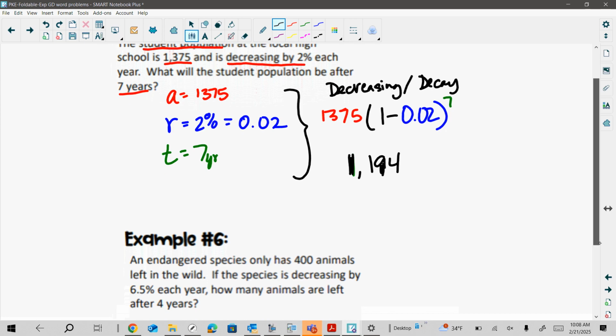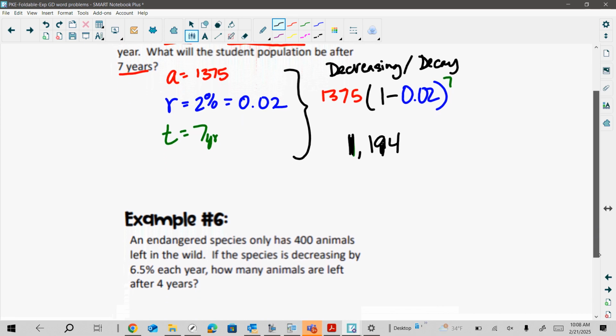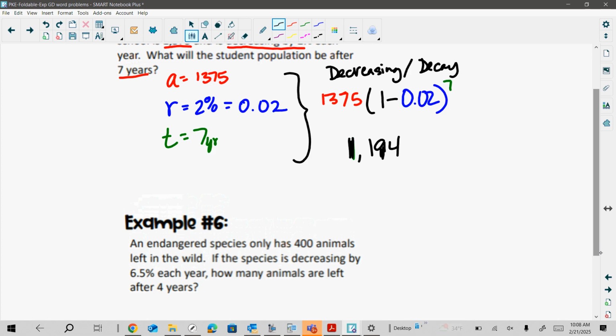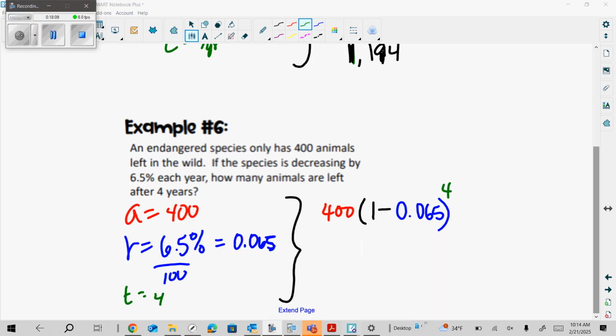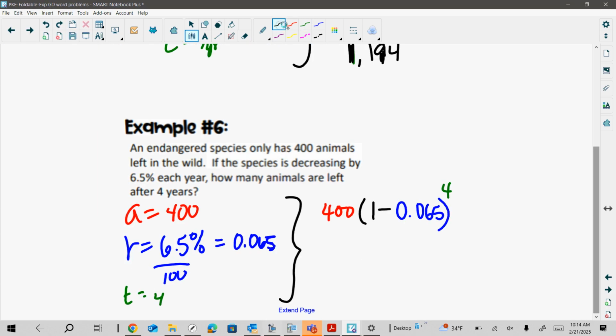All right, I want you to try example 6 if you haven't already. I'm going to come around and stamp check. This is the next item that's going to go in your spiral, after the last 2 things we did, which was our blue foldable over exponential functions with some extra examples. So it's blue, white, and then it's going to be purple. Okay, if you plugged everything in, you would have got 306 animals left.